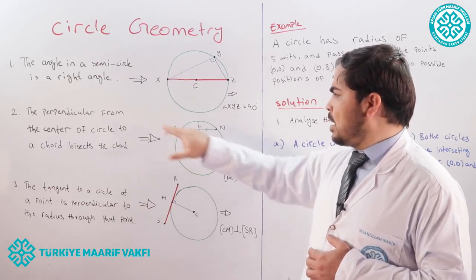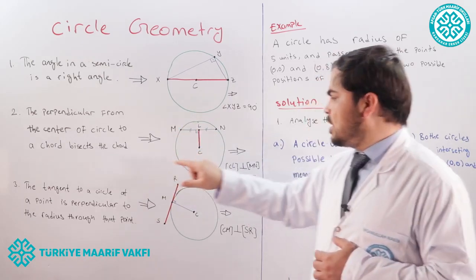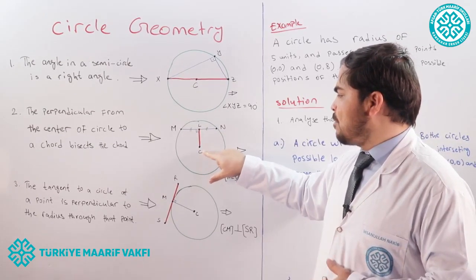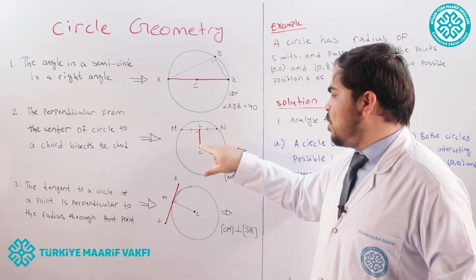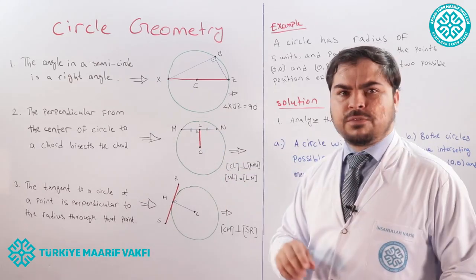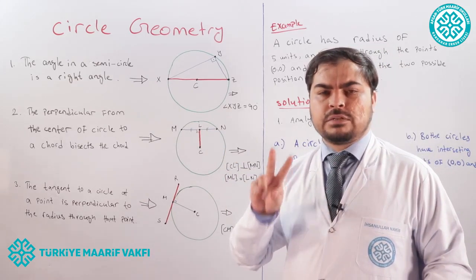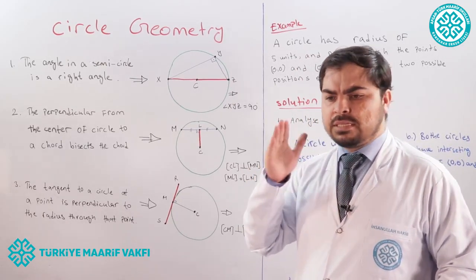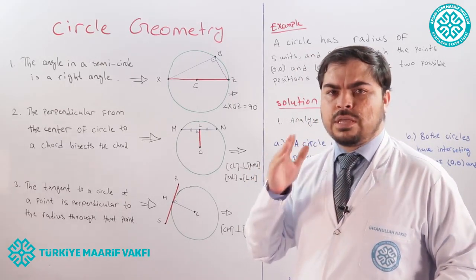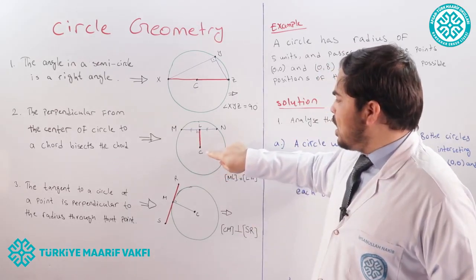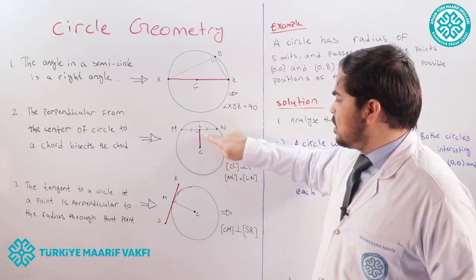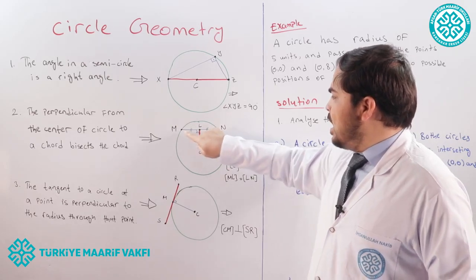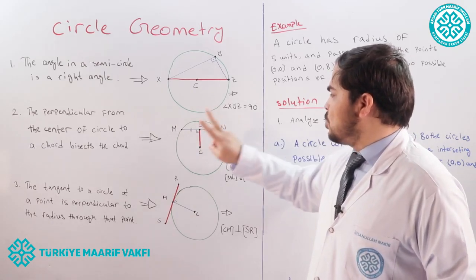Now in our second condition, it says if we have a chord and we draw a line from the center to that chord, that line will bisect it. Bisect means divide into equal parts. So we have drawn a red line from point C, the center, to the chord. It divides the line MN into two equal parts.